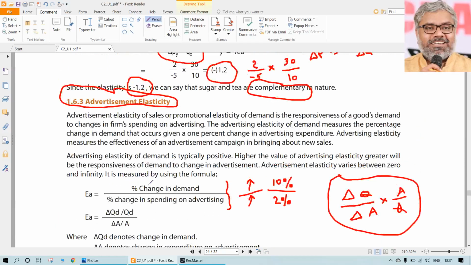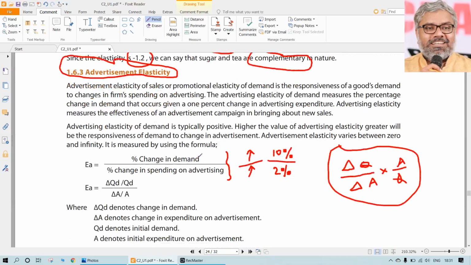Ultimately, the formula concept is the same. Percentage change in the demand divided by percentage change in that particular factor which is influencing the demand. Here, what is the factor that is influencing? The particular organization's spending on advertising. How is it influencing? Generally, it will influence positively. If advertisement expenditure increases, demand also increases, and vice versa. However, how strongly it is influenced, we have to find out by using numbers.